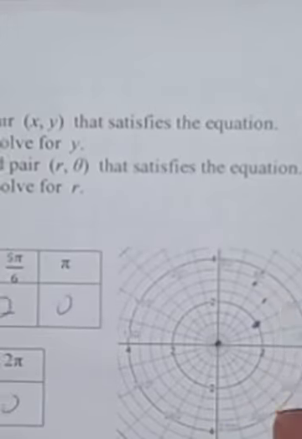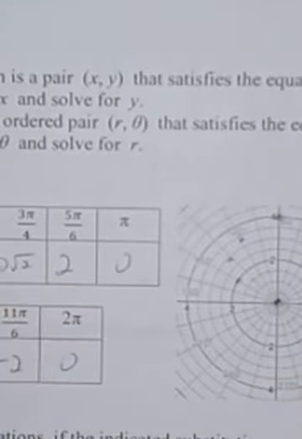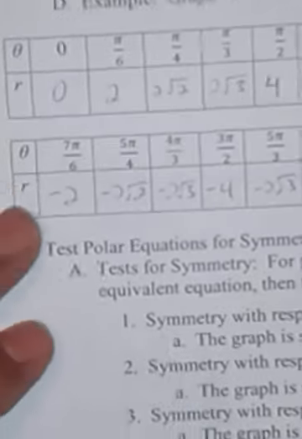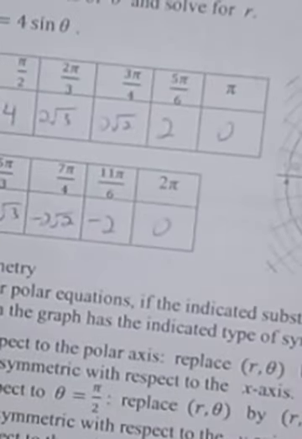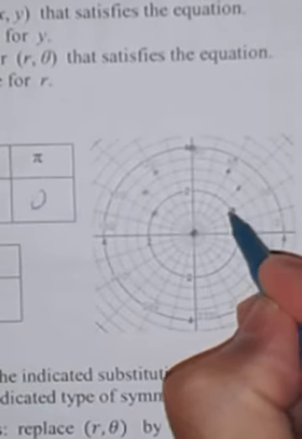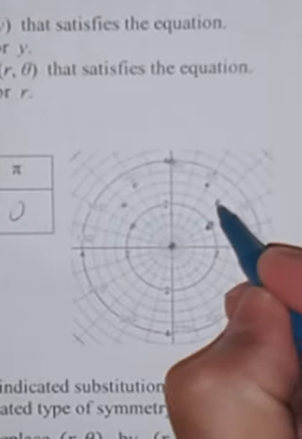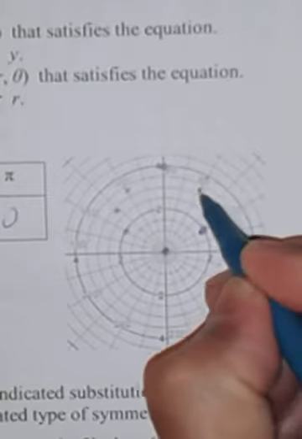Then (2, 5 pi over 6), and (0, pi). Okay, and if I go through, I start with (negative 2, 7 pi over 6). If I go to negative 2 at 7 pi over 6, it takes me back to that point right there. I start repeating the points. (Negative 2 root 2, 5 pi over 4) will take me back over here. Okay, the next one will take me there.